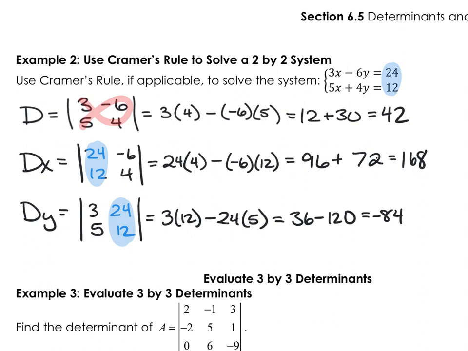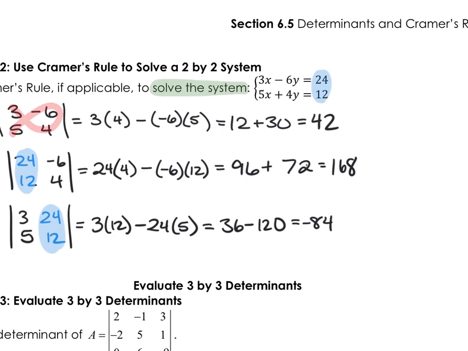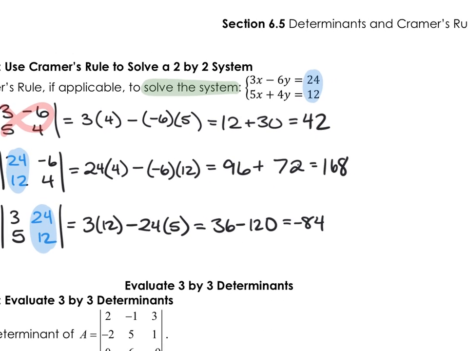What was the actual question here? It's asking me to solve the system. Solving a system of equations means that I should have x, y answers. So I need to use the next part of this Cramer's rule to figure out those x's and those y's. It says that we can find x if we take the number that is the determinant of x and divide it by the regular determinant.